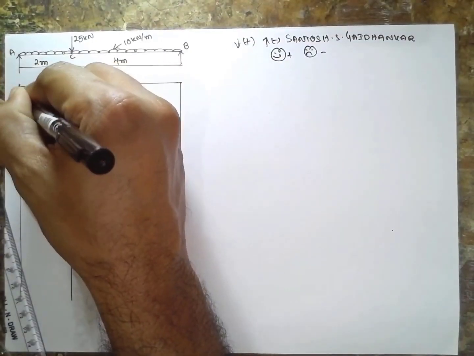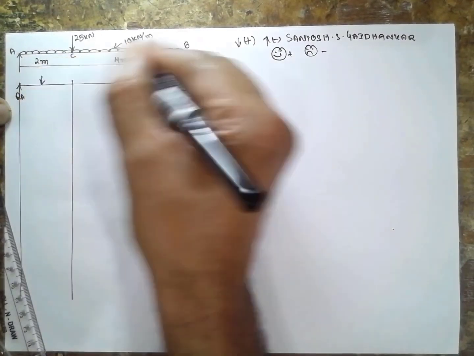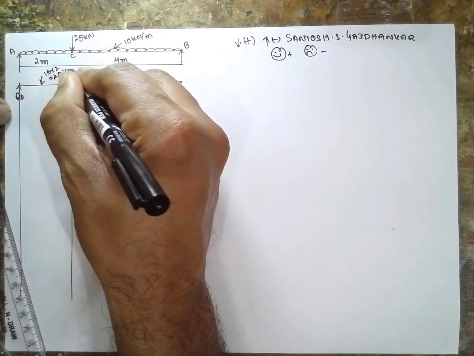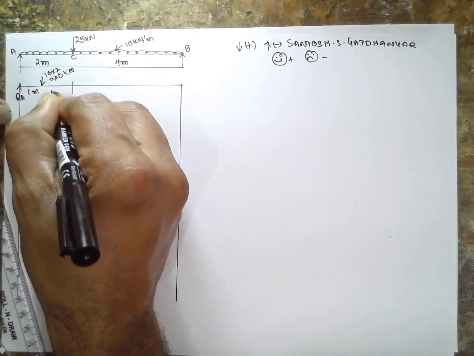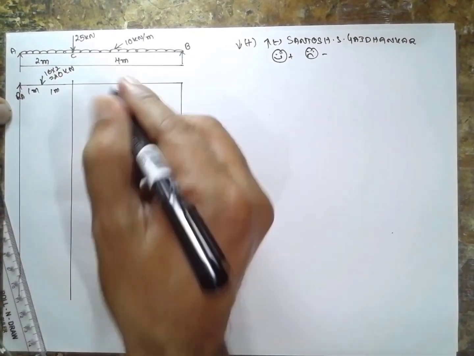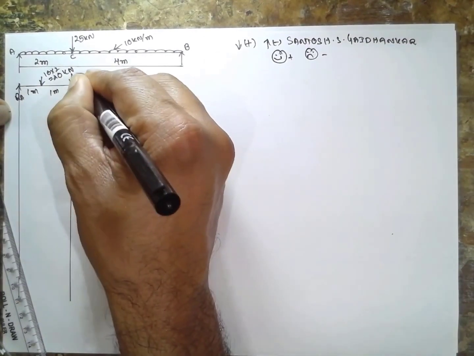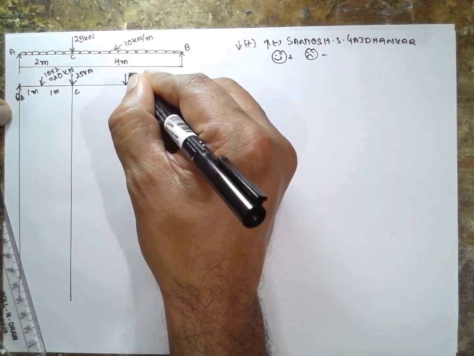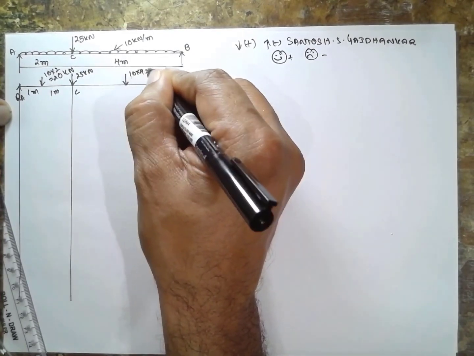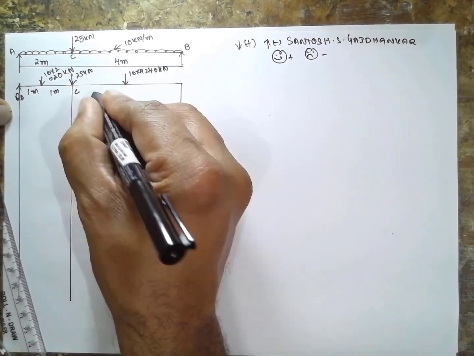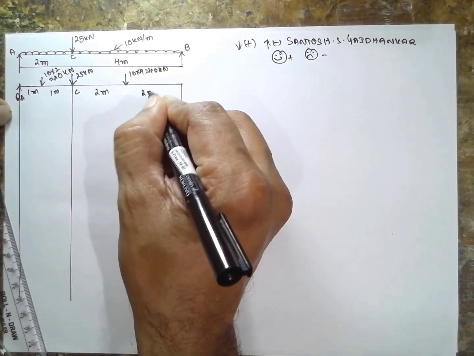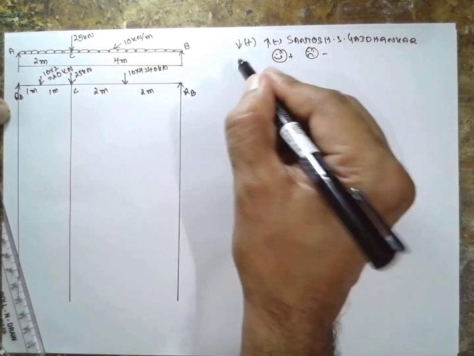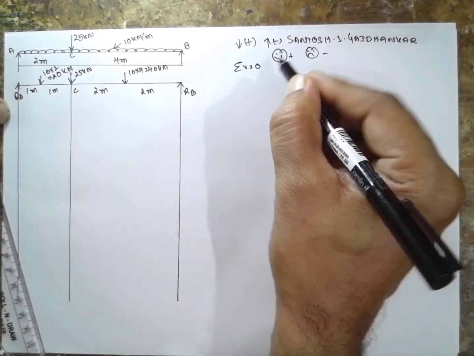This is RA, and this value will be 10 into 2, which becomes 20 kilonewton, at 1 meter on this side and 1 meter on this side. It is a UDL. There is a load acting here, 25 kilonewton at C, exactly at the center. 10 into 4 is 40 kilonewton, with 2 meters on this side and 2 meters on this side. And this is RB.